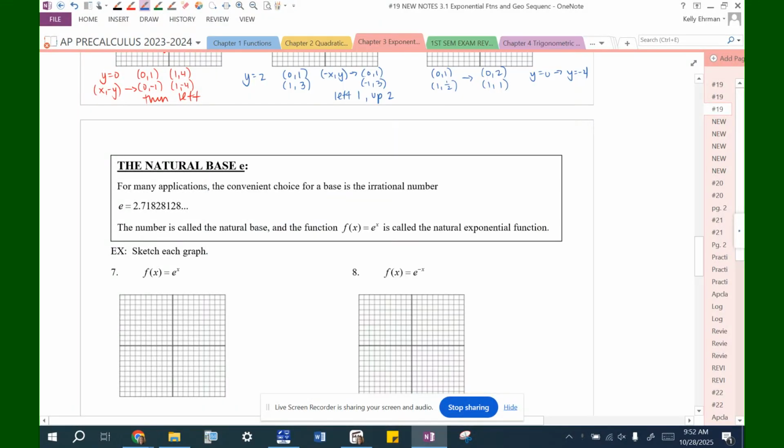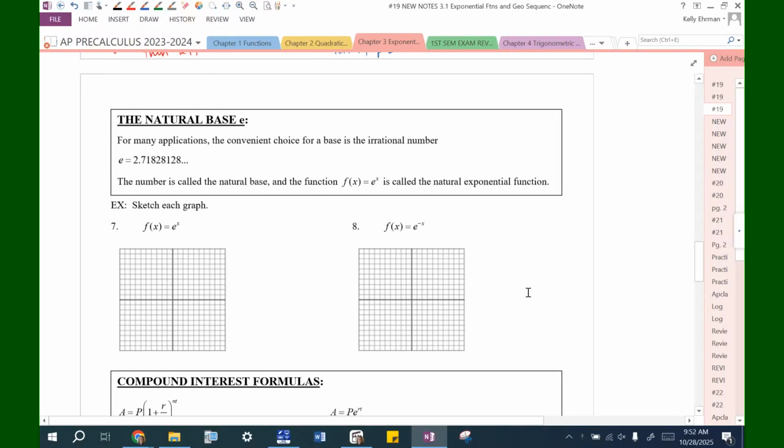All right, so this is day 2 of notes number 19. So we're talking about exponential functions. And we're going to use a calculator for this portion of the notes because we're starting to talk about some applications and the natural base e. There are a lot of applications where a good number for a base number is the irrational number e.